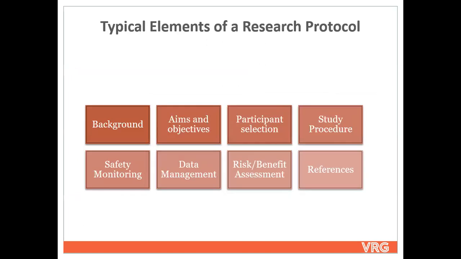The typical elements of a protocol, we will go into more detail about each one of them, but just so you have an overview, there's always a background in a protocol, aims and objectives. There's a section on participant selection, on study procedure, safety monitoring, data management, on risk-benefit assessment, and there's a section for references.